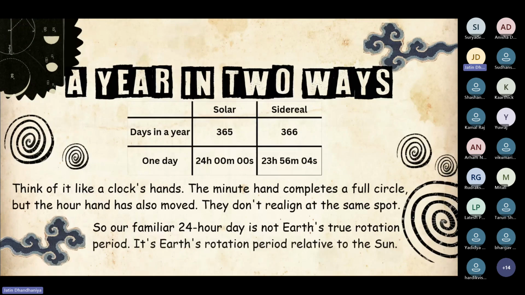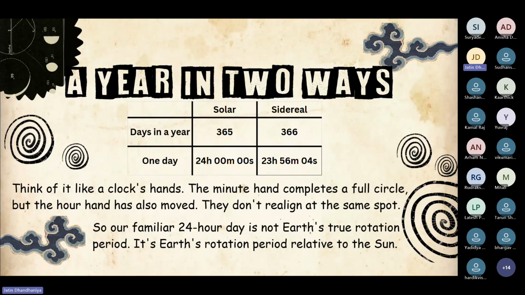Sorry, one day. Now, a year in two ways. In a solar year, there are 365 days in a year, with one day being 24 hours long. While in a sidereal year, there are 366 days in a year, with each day being 23 hours, 56 minutes, and 4 seconds long. Think of it like a clock's hand.